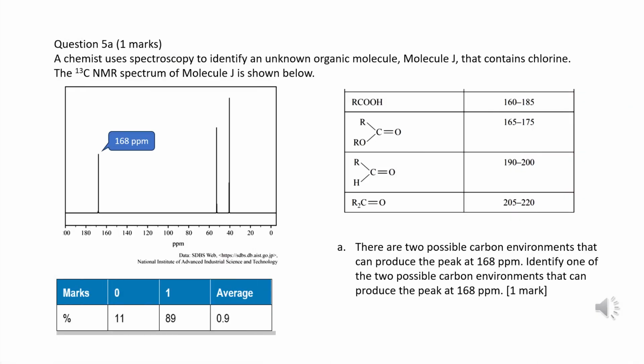When we read NMR, please focus on the high ppm because functional groups always appear in high ppm. From the data book, we know that the chemical shift of carboxylic acid or ester is located around 170 parts per million. The ketone is located between 205 and 220. So, this compound is not ketone but carboxylic acid or ester.